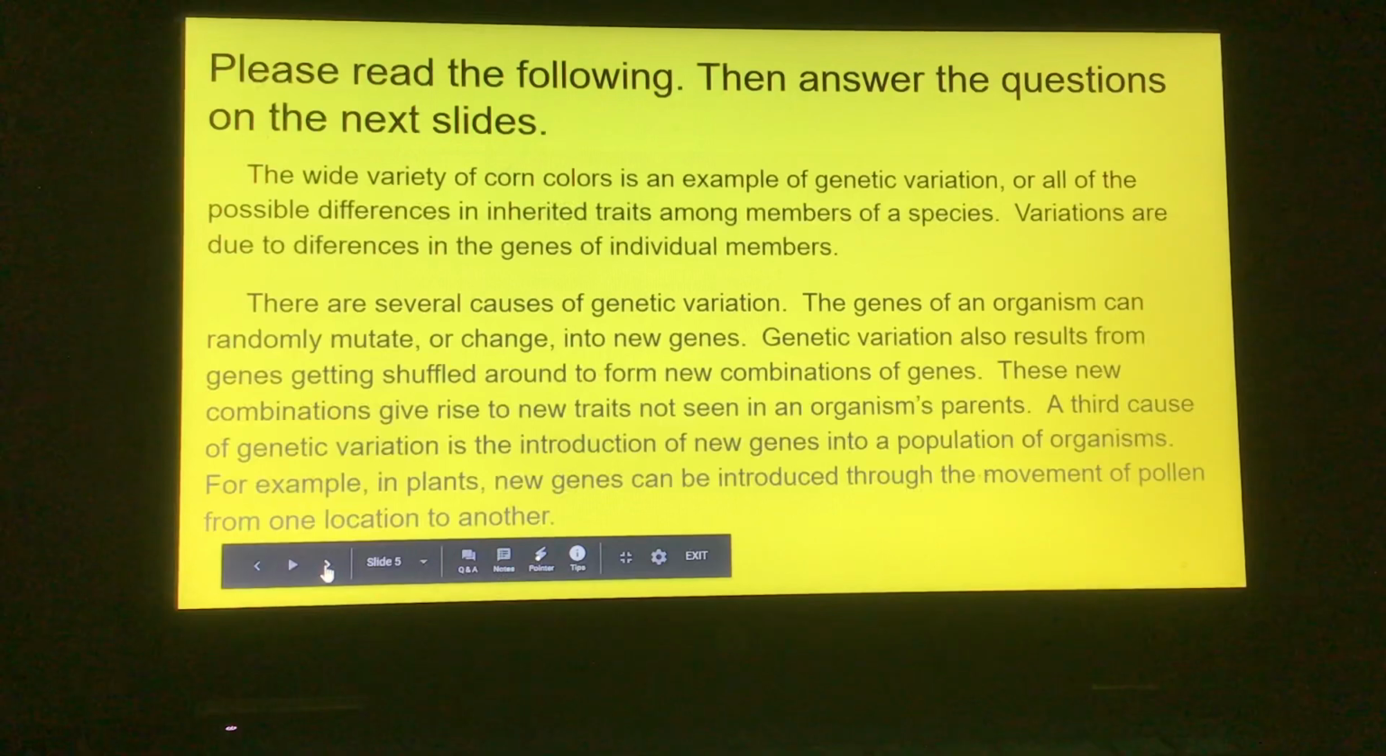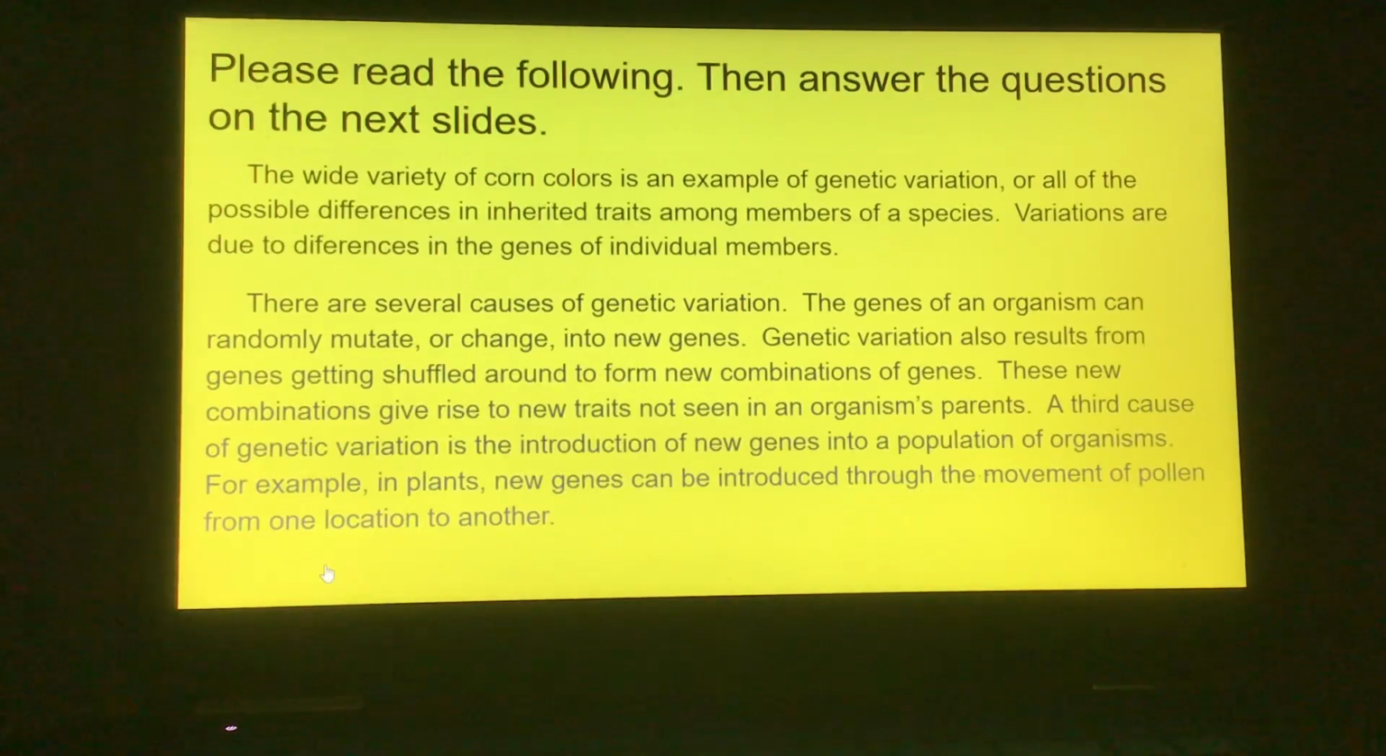Okay, I'll read this one too for you. Please read the following and answer the questions on the next slides. The wide variety of corn colors is an example of genetic variation, or all of the possible differences in inherited traits among members of a species. Variations are due to differences in the genes of individual members. There are several causes of genetic variation.